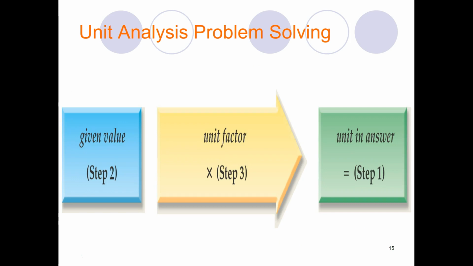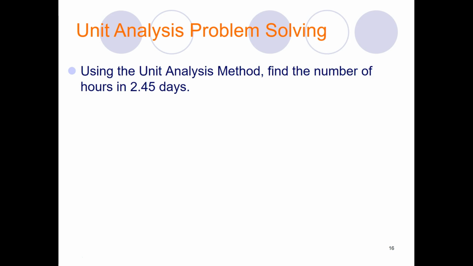So when I answer those 3 questions, I actually take my notebook paper and my answer to step 1, what unit do you want in your answer? I write that on the right-hand side of my paper. And then the answer to step 2, what was the number that you're given? What are you starting with? I write that on the left-hand side of my paper. And then the unit factor goes in the middle. So let's do a couple examples here.